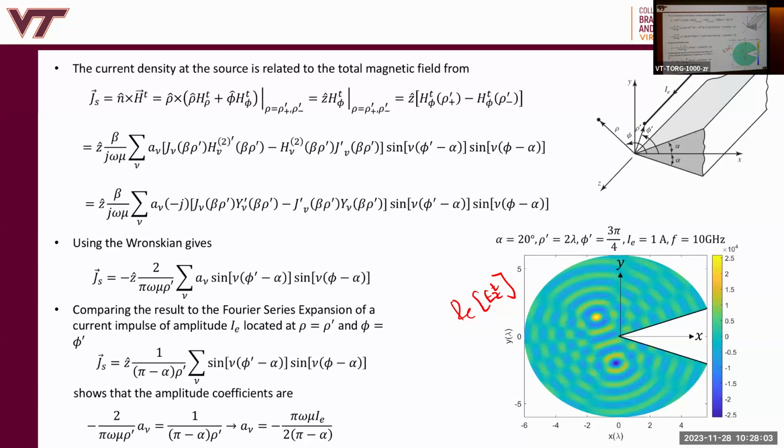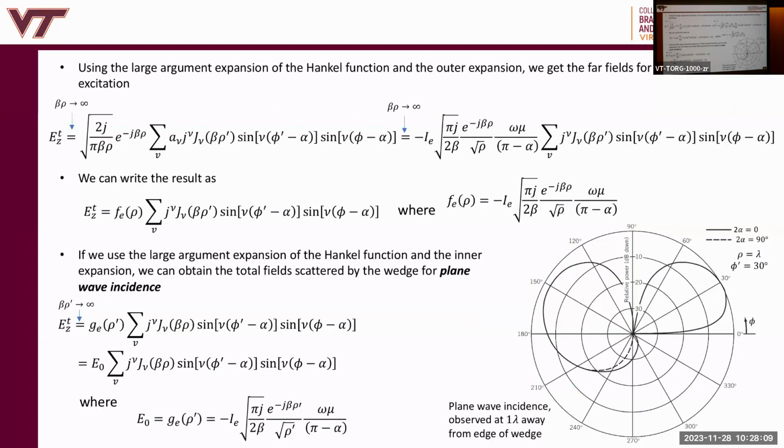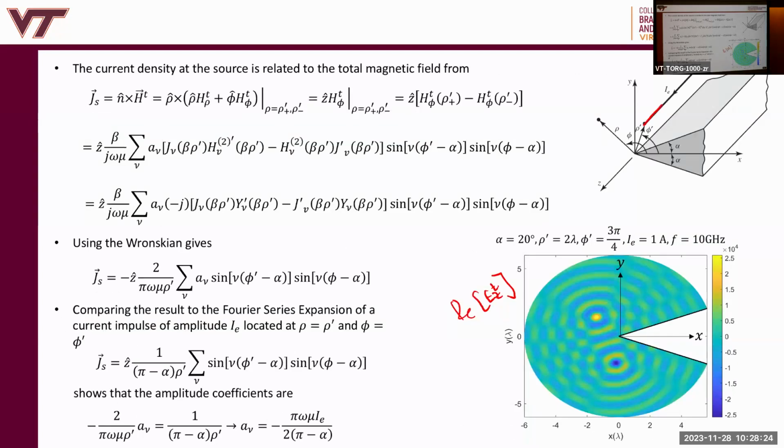This line source solution becomes very useful when we study GTD next semester, or the plane wave solution. So let's look at the plane wave solution. Let's use the large argument expansion of the Hankel function in the outer expansion. How do we make this a plane wave problem? We have a line source located very close to a wedge. How can we change this to plane wave excitation? Well, the idea is to take this line source off to infinity.